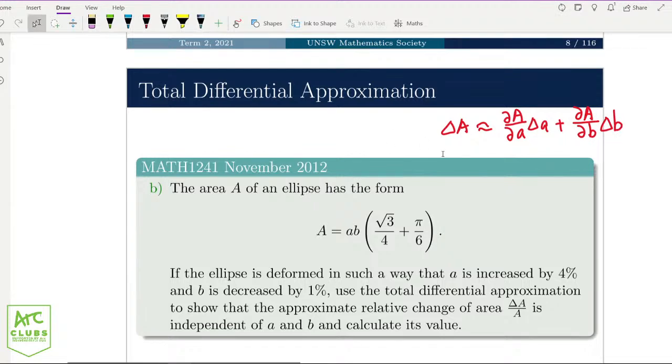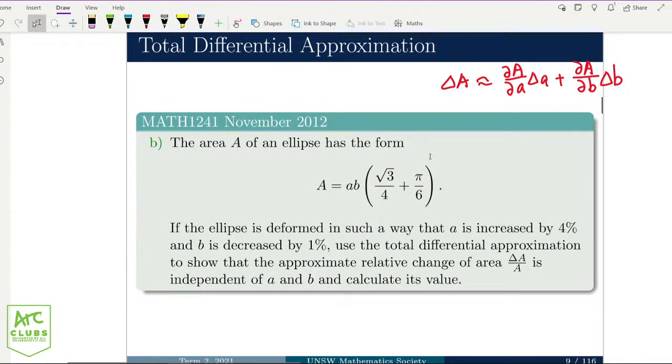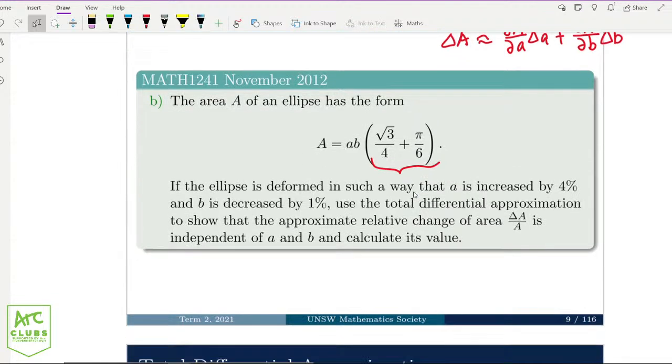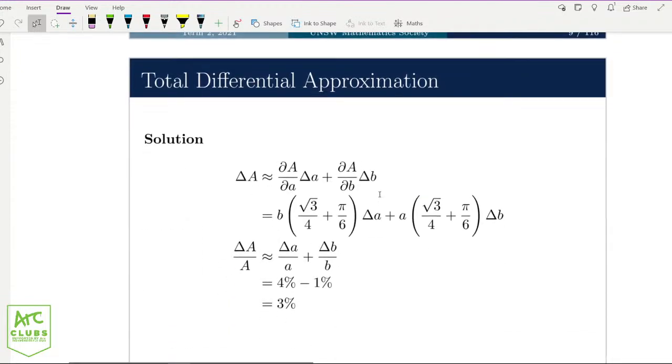Taking the partial derivative in this case is quite simple because everything over here is just a constant. If we want to take the partial derivative of area with respect to a, then it's just b multiplied by this constant. On the other hand, for partial A, partial b, it's essentially just a multiplied by this constant, as we will see on the next slide. So the partial derivative of area with respect to a is just equal to this. And partial A, partial b will just be equal to this expression over here.